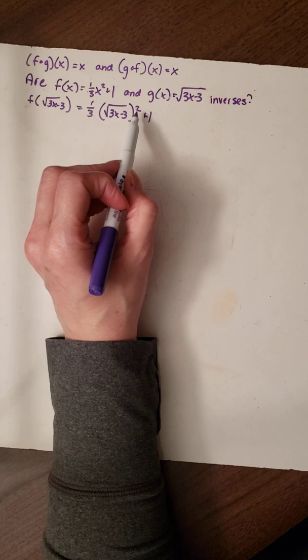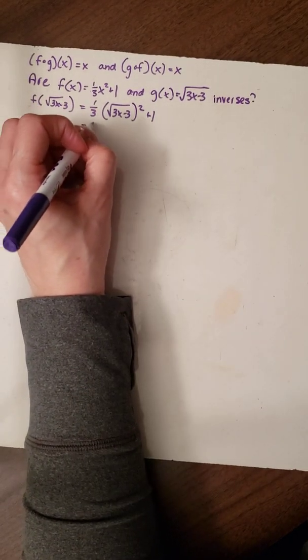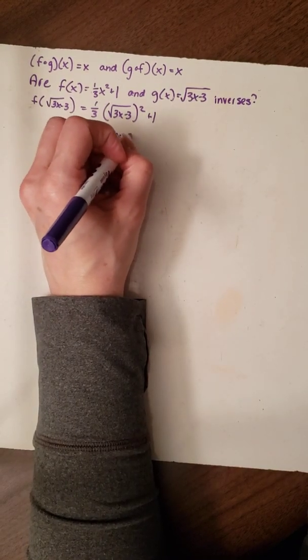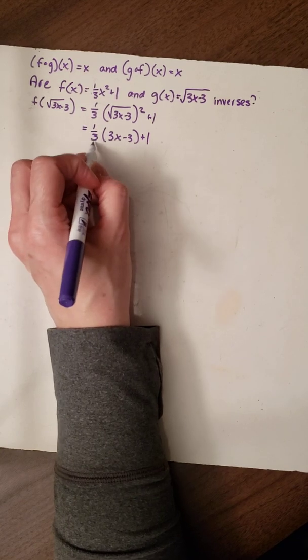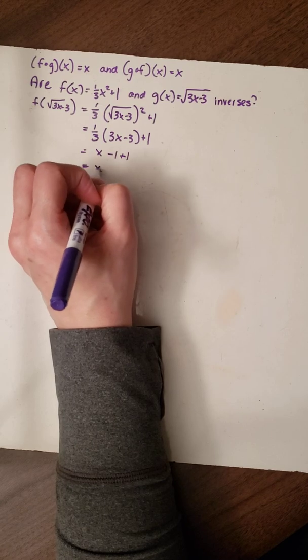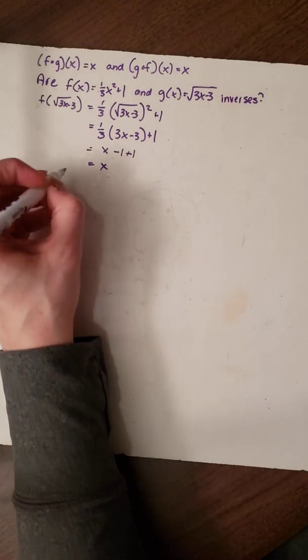Well, what are our power and root going to do? They're going to cancel. Oh, thank goodness. So now we're left with 1/3 times (3x minus 3) plus 1. Distribute your 1/3. So you have x minus 1 plus 1, which equals x. Hey, it worked! f of g of x equals x. It's the identity. Now let's go the other way.